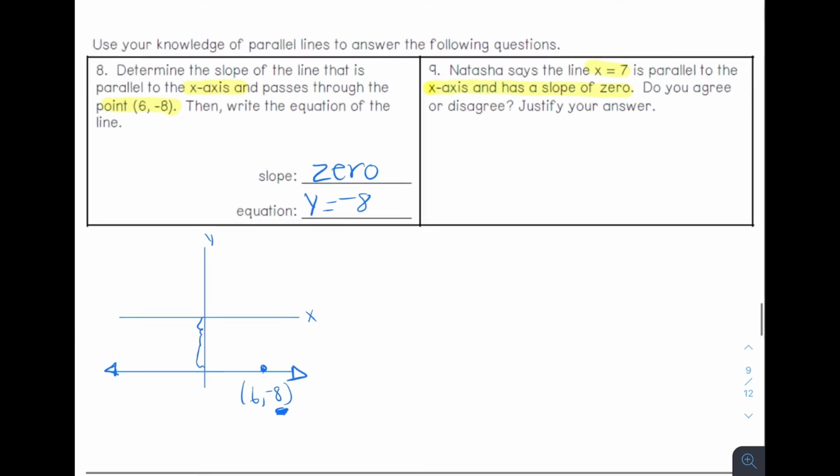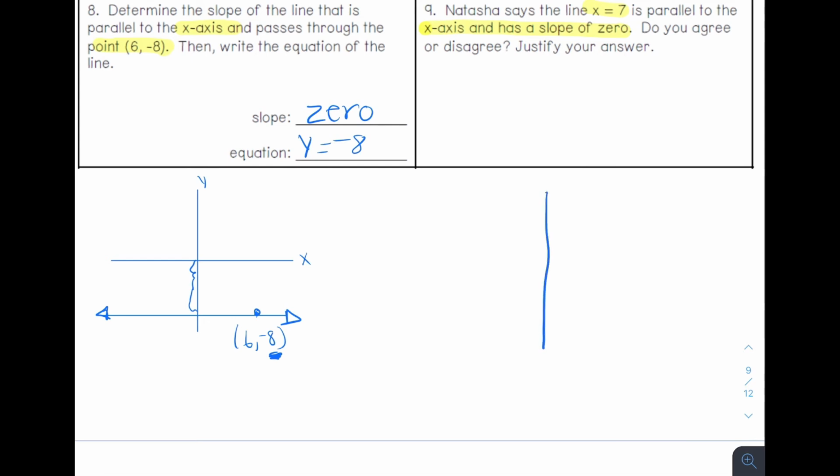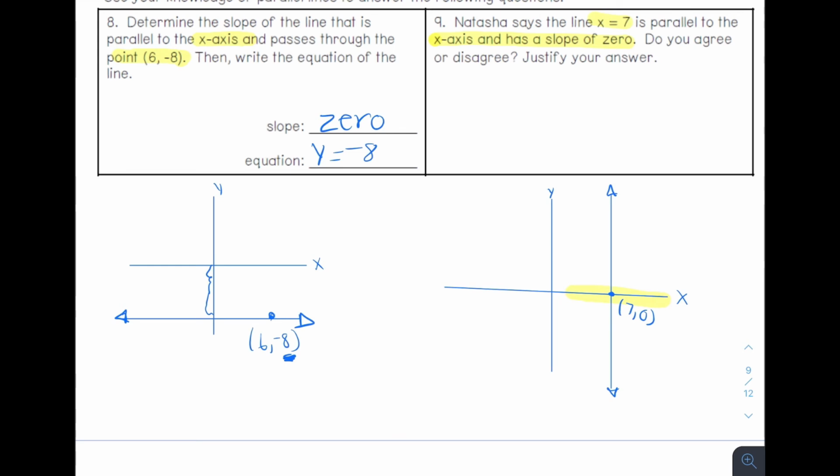Okay, so first, I'm going to go ahead and do a little graph here too. Graph my line. So if she's saying x equals 7, she's saying that we are 7 units away from our y-axis. So I'm going to go ahead and pretend this is 7 right there. And it'll be 7, 0, or 7, anything you want, okay? This is the line she's saying. Does it have a slope of 0? No, my slope is undefined.